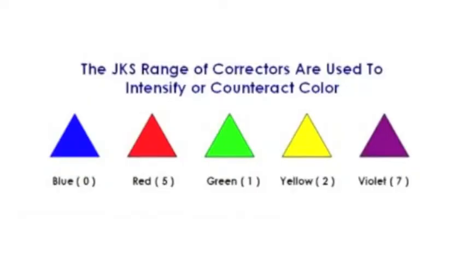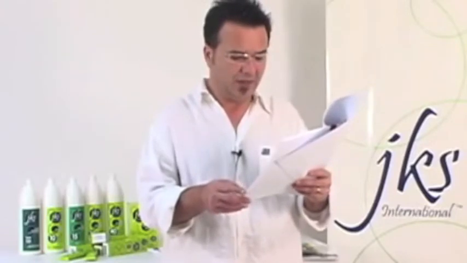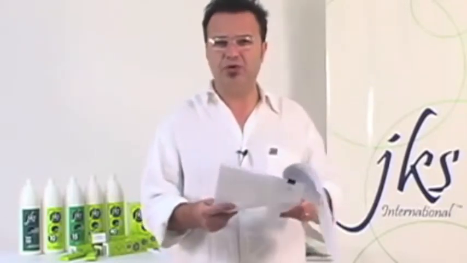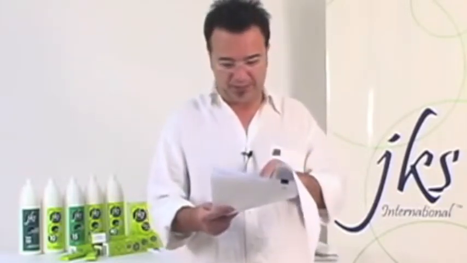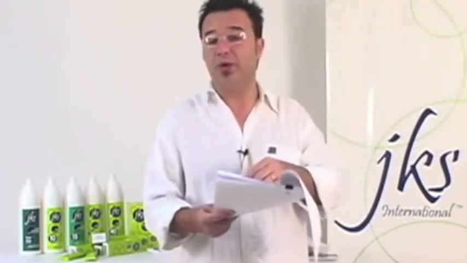Page number 8 is the range of correctors that are used to intensify the colors, and we went through them as we were explaining a few minutes ago. And there are 5 of them, starting with red, blue, green, yellow, and violet. And on this page, we talk about repigmentation, which we use as a service within our salons.